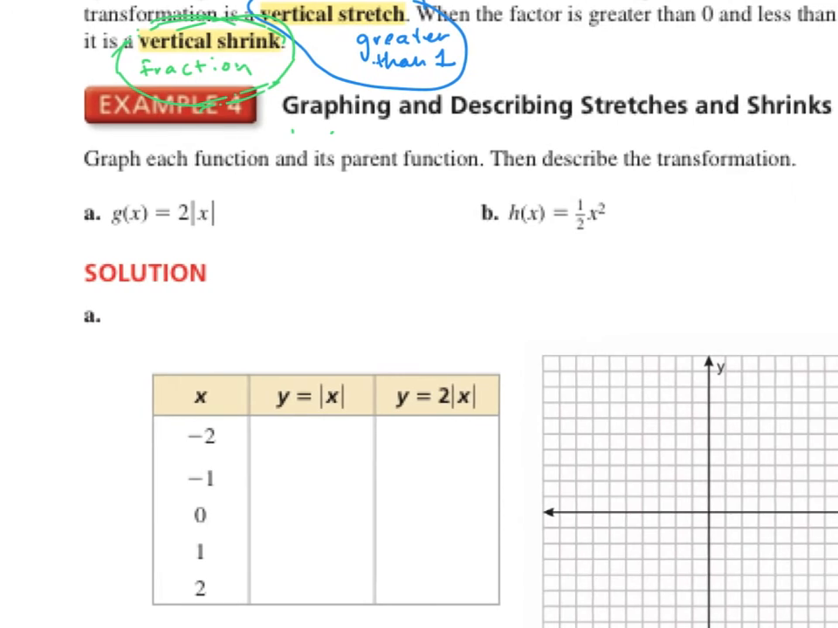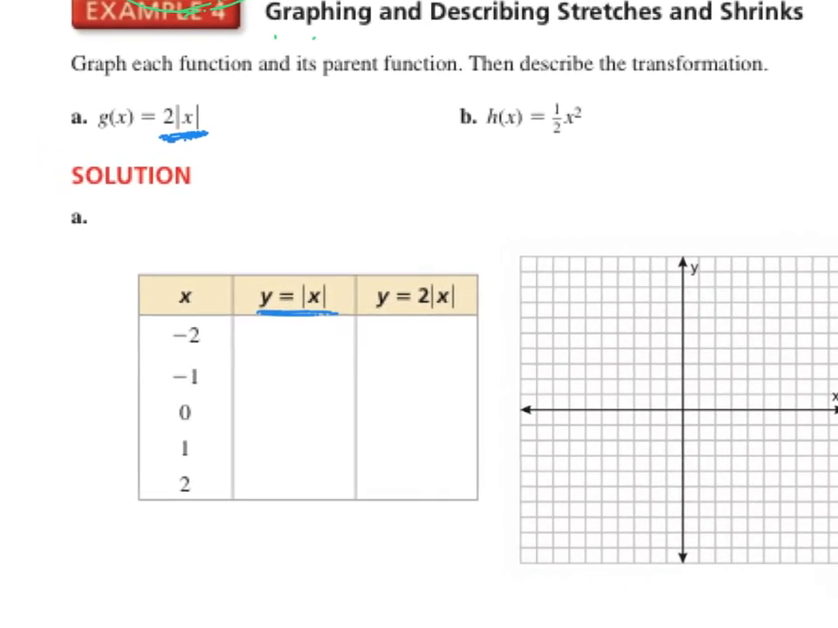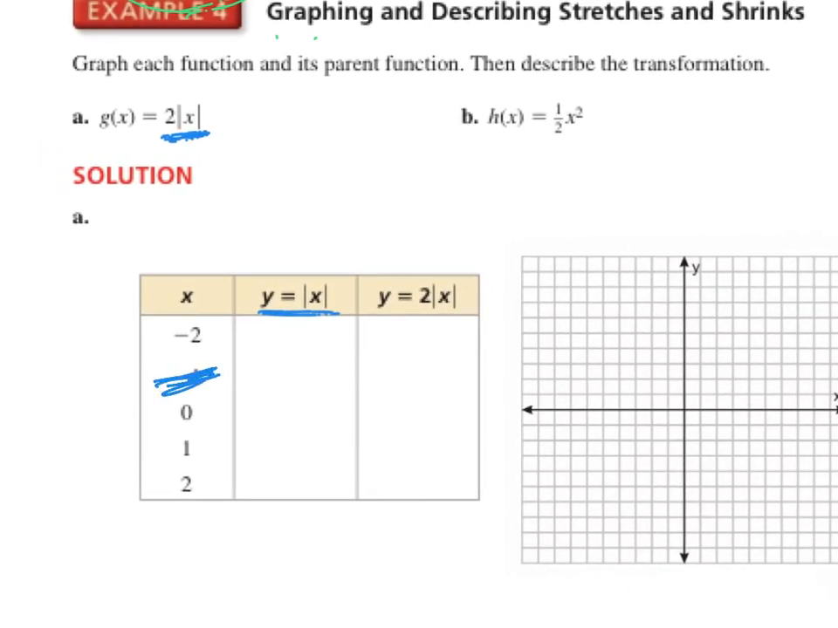So looking at our first function that it gives us, we have g of x is equal to 2 times the absolute value of x. What's our parent function for this? The absolute value. So the absolute value of x is our parent function. For this one, I'm going to take out -1 and 1, we really don't need 5 points to graph. For the homework, I'm only going to make you graph with 3 points, so I'm just going to take those 2 out for the sake of time.